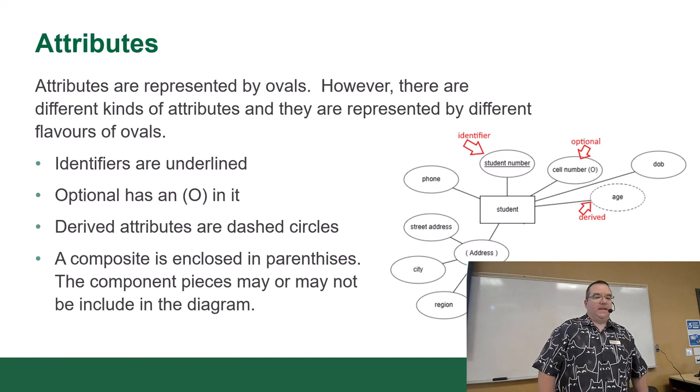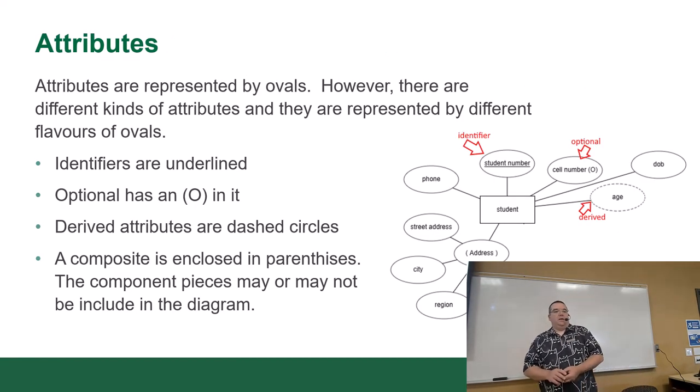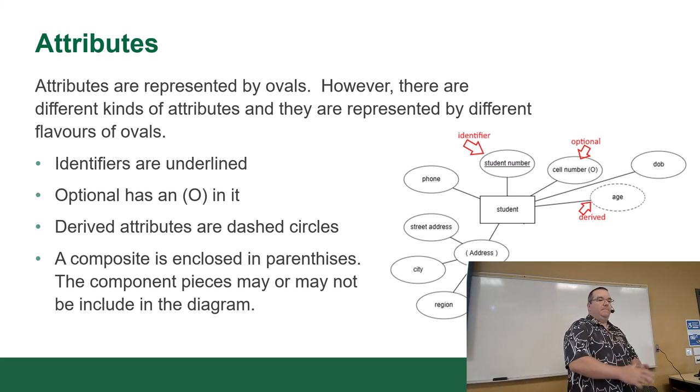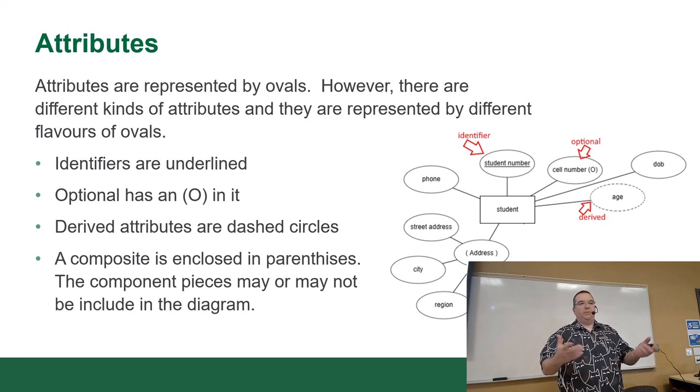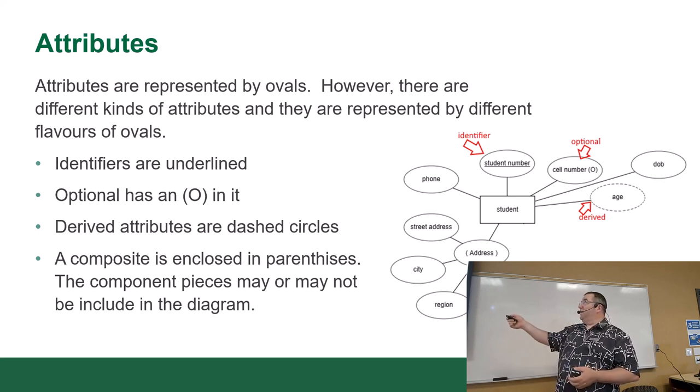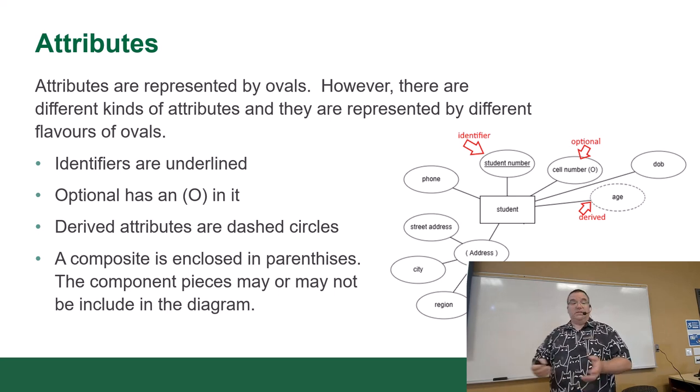All right, so attributes, which we know by now are the things that describe an entity, are represented by ovals. However, there's different kinds of attributes and they're represented by different kinds of ovals. Identifiers are underlined. So when we're diagramming, we want to put in an identifier. We put it in with an underline. You can look at the diagram right away. This one right here, it's underlined.